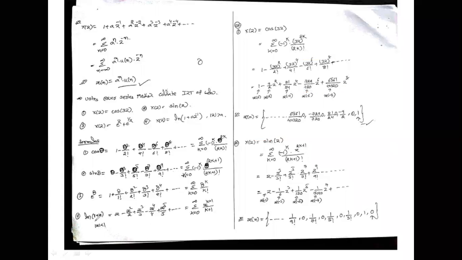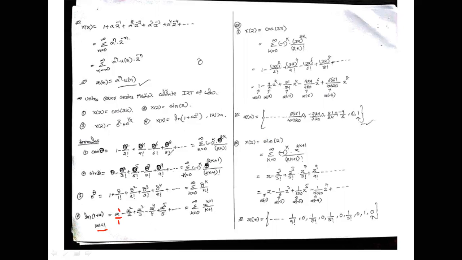ln of 1 plus x, when x is less than 1, so it satisfies this condition also. What is the expansion here? x minus x square by 2 plus x cube by 3 minus x power 4 by 4 and x power 5 by 5 and so on. This is x power 1 by 1. Okay, so on, x power increases and the denominator value also increases, so the summation is sum of k equal to 0 to infinity x power k plus 1 by k plus 1.